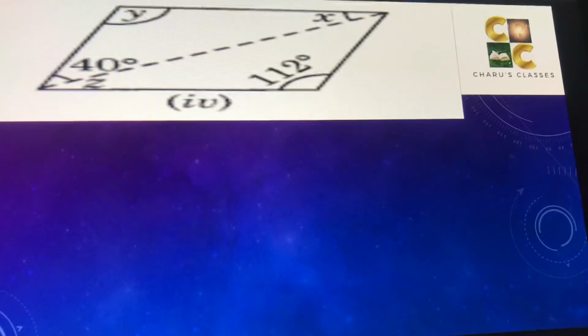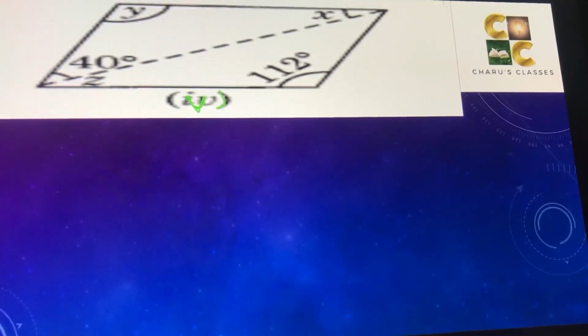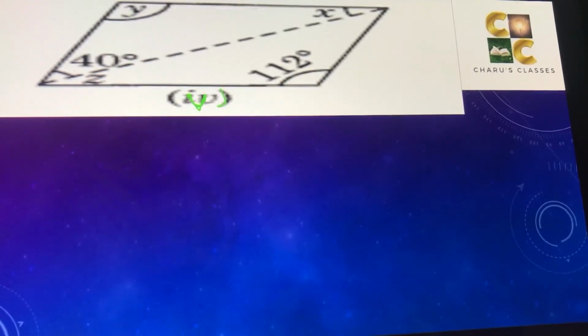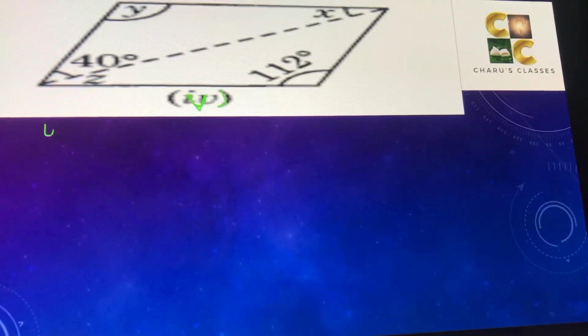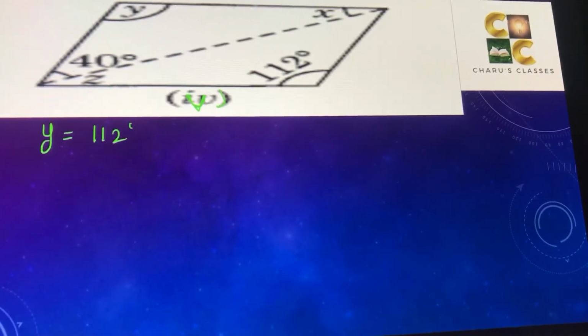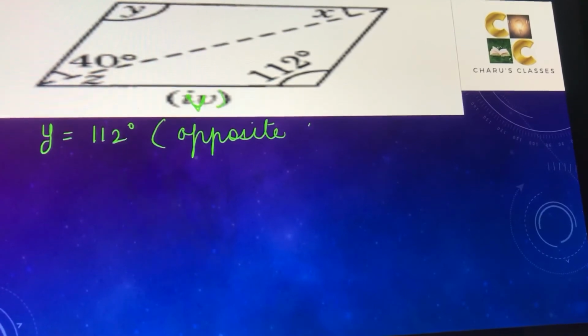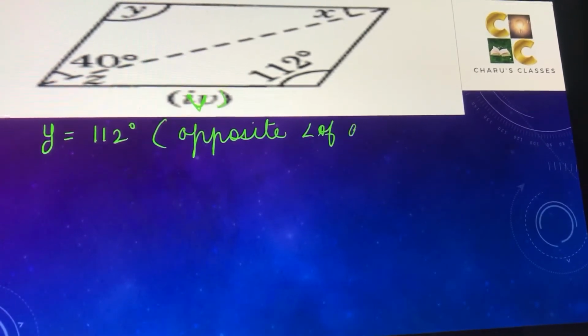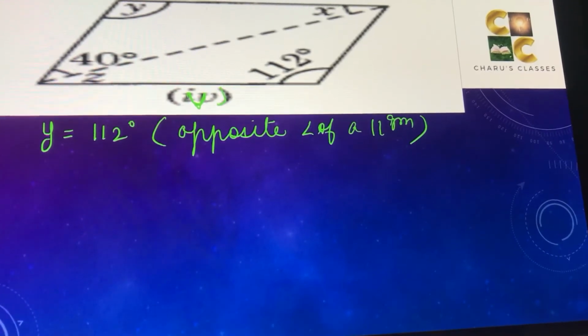The fifth part. Here some angles are given to us and we have to find angle x, y and z. So in this, as you can see that 112 and y are opposite to each other. So y is equal to 112 degrees. Reason, because they are opposite angles of a parallelogram. And opposite angles of a parallelogram are always equal.